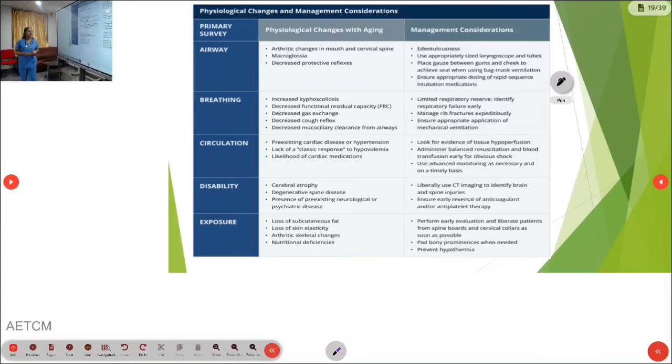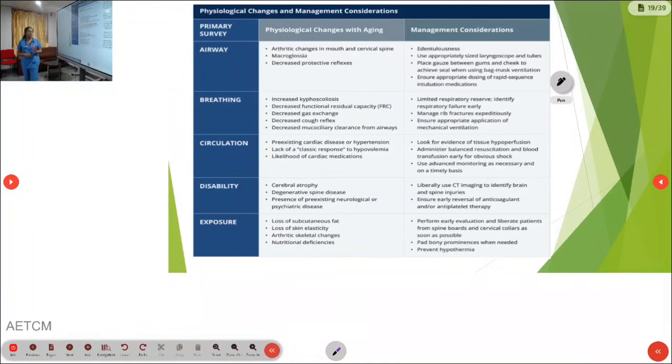In case of disability, there will be cerebral atrophy, degenerative spine disease, and presence of pre-existing neurological or psychiatric diseases. So liberal use of CT scan to identify brain and spine injury is ensured, and early reversal of anticoagulants or antiplatelets can be done.